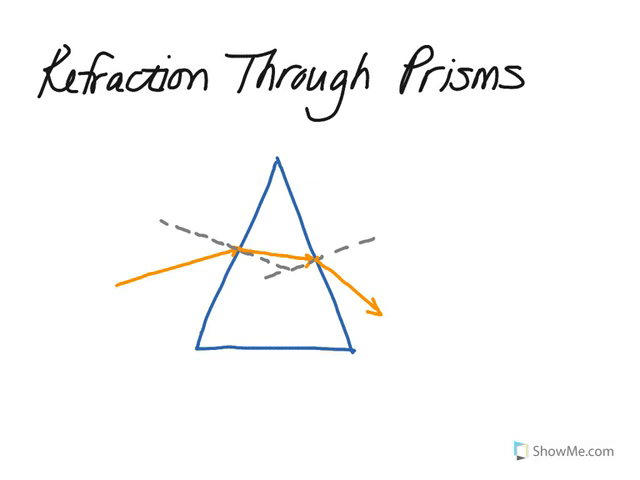And now, because our two interfaces are not parallel to each other, we can no longer assume that theta 1 prime and theta 2 are equal. However, you will find that theta 1 prime plus theta 2, the sum of the angles, is equal to gamma, which is the apical angle.